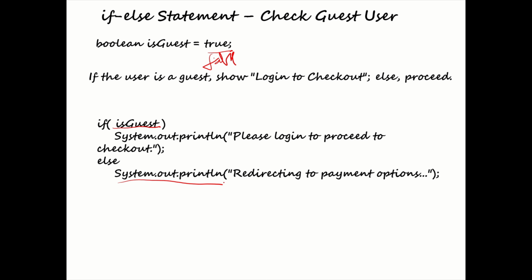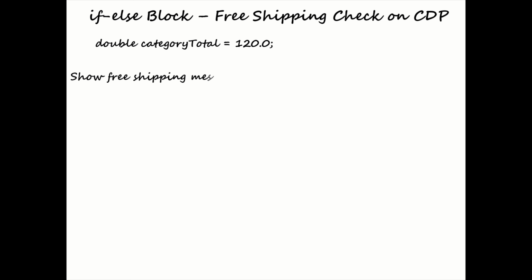Okay. Now if I want to check with an if else block, maybe checking for free shipping, a check on CDP. This CDP, PDP, these are acronyms that we use in e-commerce, online e-commerce platforms. So I'll take a variable called category total, 120. And my scenario is I want to show a free shipping message if the category total exceeds a threshold.